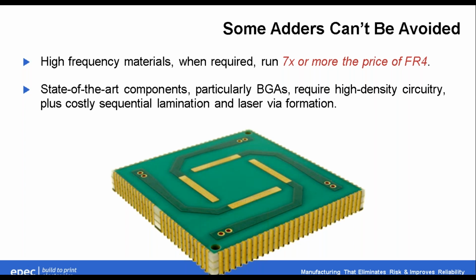So some adders can't be avoided. High-frequency materials, for those of you designing RF boards and so forth, when they're required, those materials run from 7x the price of FR4 up to maybe 15x. They can get really, really pricey. But if you need them, you need them. State-of-the-art components, particularly dense BGAs and big BGAs, require high-density circuitry, plus costly sequential lamination and laser via formation. Now this board down here happens to use, if you can follow my arrow, it looks like a 4-layer board with all high frequency material in there. So that was a pretty expensive little board to build, even though it was very small.